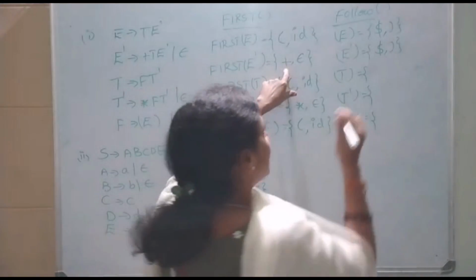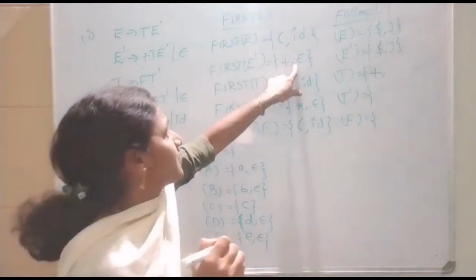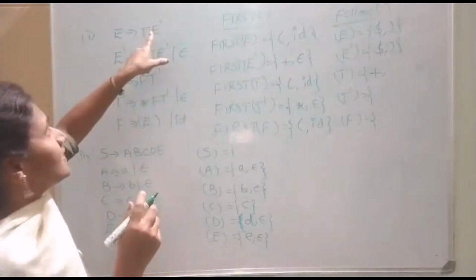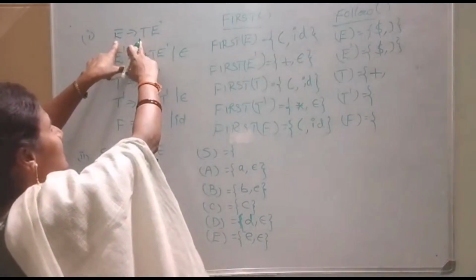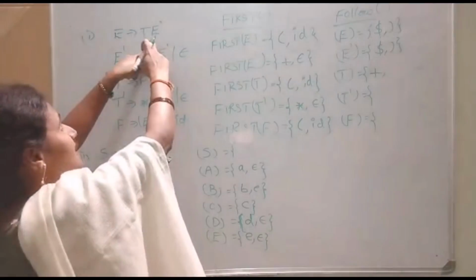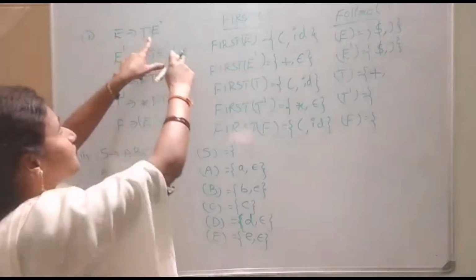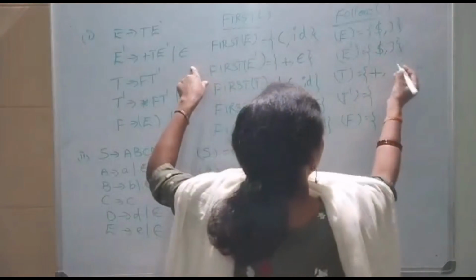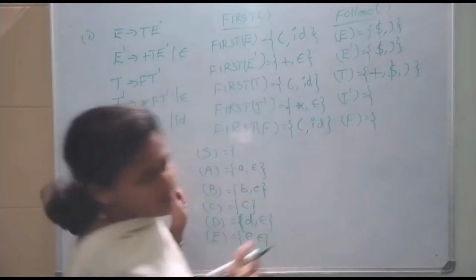So in first of E dash, we got the terminal plus. Okay, another one is epsilon. Just replace that E dash by epsilon. So you'll get the production like this, E dash derives T, which means that follow of T equals follow of E. What is follow of E here? Follow of E is dollar and right parenthesis.